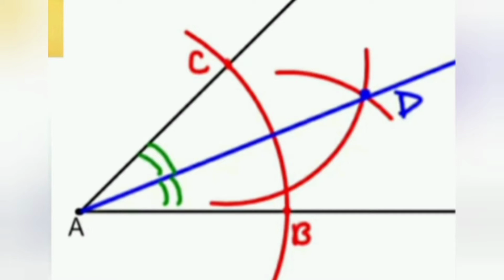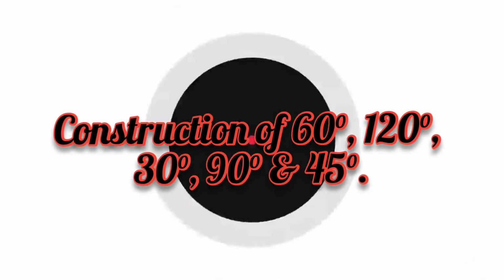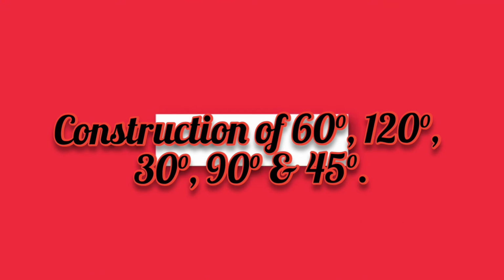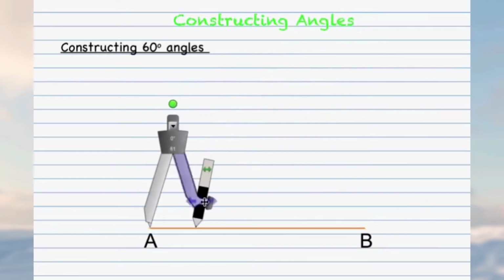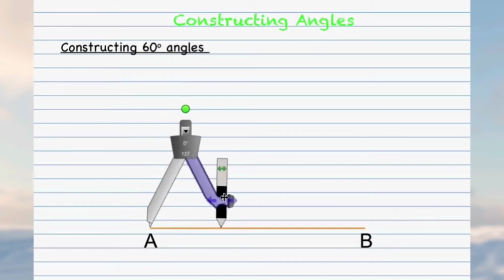Alright, now that you know how to bisect an angle, let's move on to construct angles 60 degrees, 120, 30, 90 degrees, and 45 degrees. Okay, so I'll begin by demonstrating how to construct angle 60 degrees. The first thing is to take the compass and place the tip at point A. With point A, draw a semicircle from line AB to this point like this.